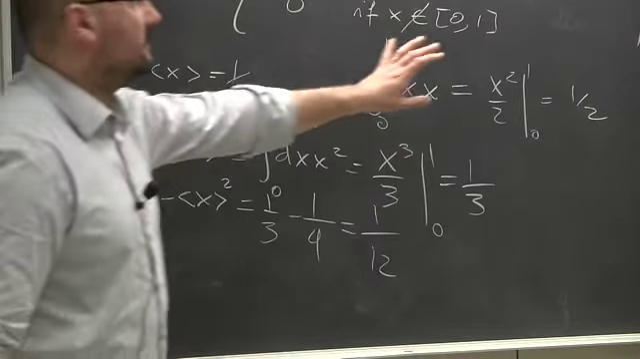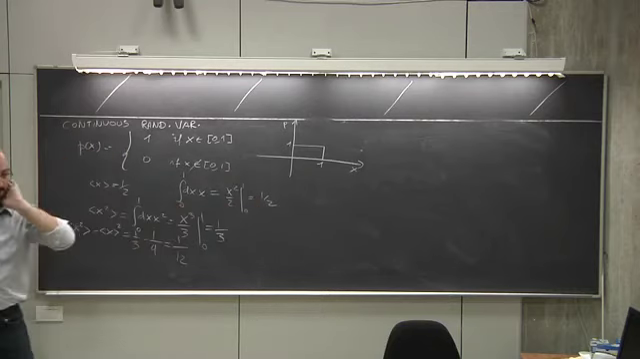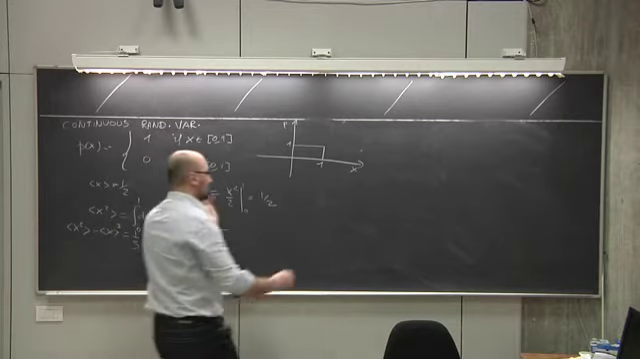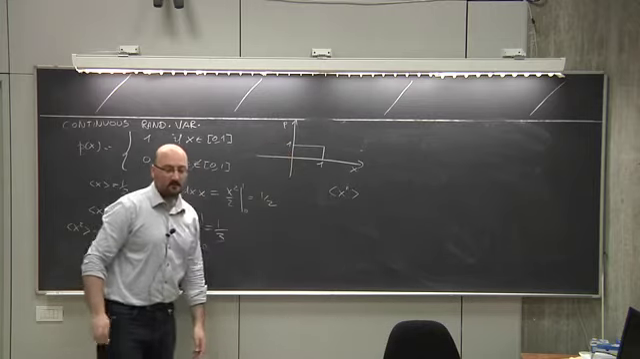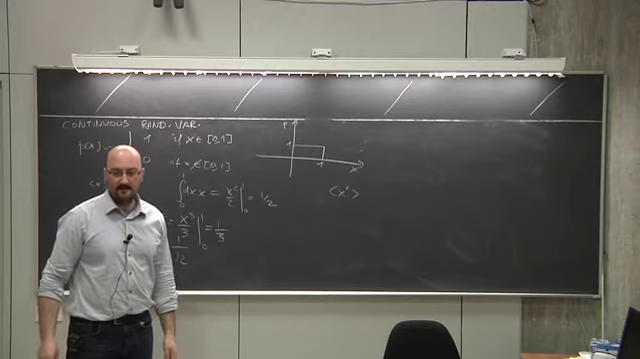Do all the moments of this distribution exist? What do you think? Yes. Why yes? Because the distribution is bounded. And do you think the moments of this distribution grow with n? So if I ask the average of x to the n, does it grow with n? No. Why?